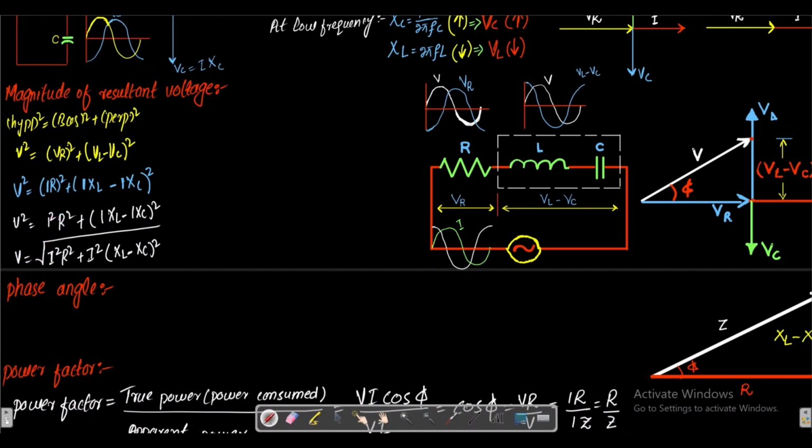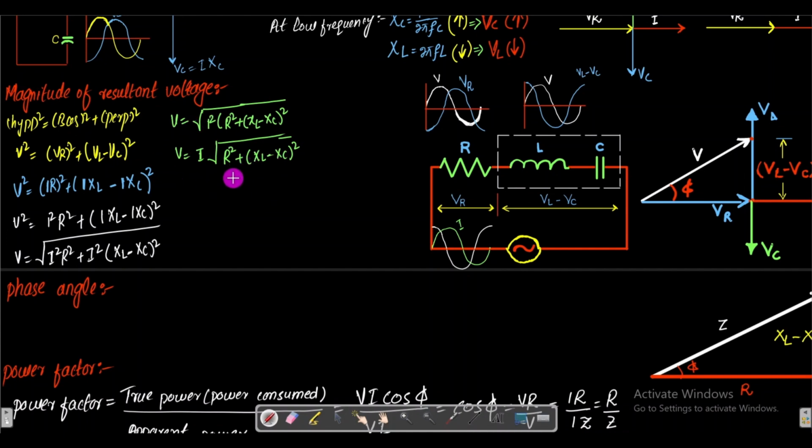Now this V is equal to the square root of, we will take I squared common from these two, so it becomes I squared into R squared plus XL minus XC whole squared. So the square root and square will cancel, and here it will become V equal to I into the square root of R squared plus XL minus XC whole squared.